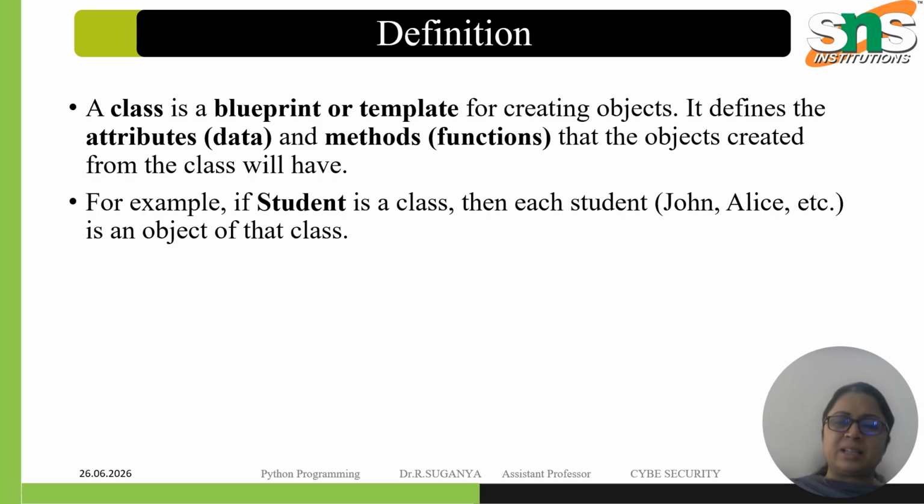So, if student is a class, then each student like John, Alice, etc., will be an object of that particular class. Say, for example, a student is a class here. Attributes can be the name of the student, the age of the student, or the city of the student. That is the particular class named Student.